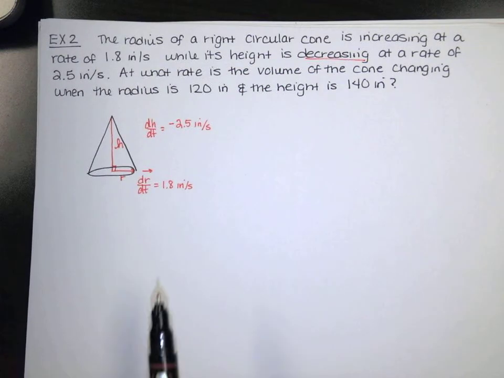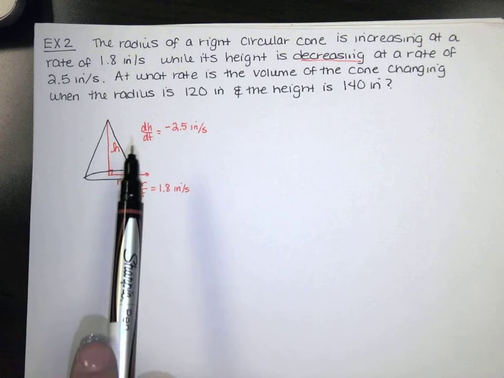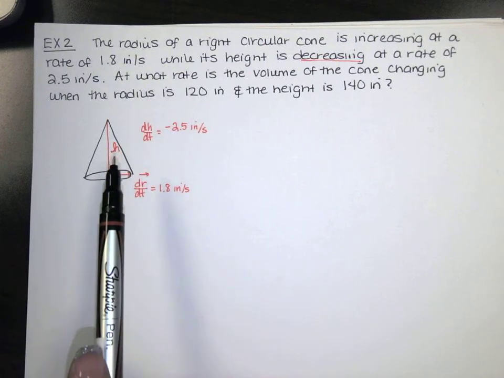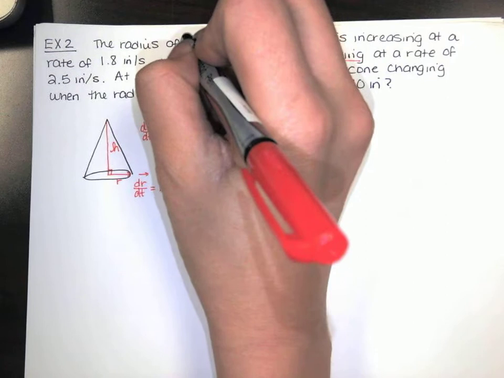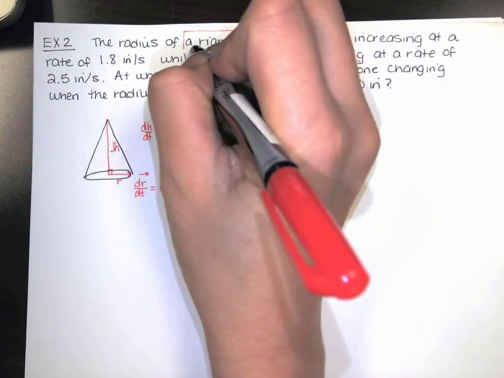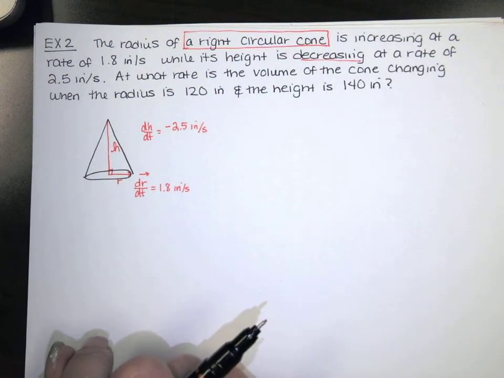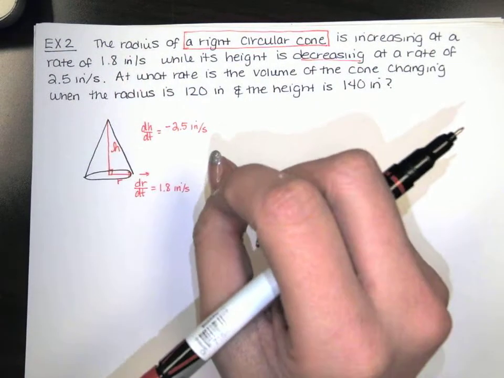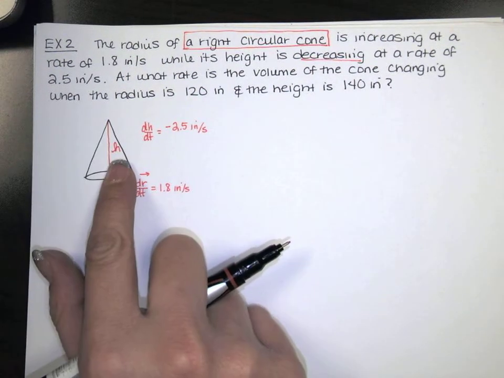Now, I probably went a little fast there. Let me go through this problem statement again. The first thing I started doing when I read this problem statement was I saw that I'm dealing with a right circular cone. So you want to draw the picture of the right circular cone. And then I started talking about the radius and the height. So I labeled the radius down here and the height here.